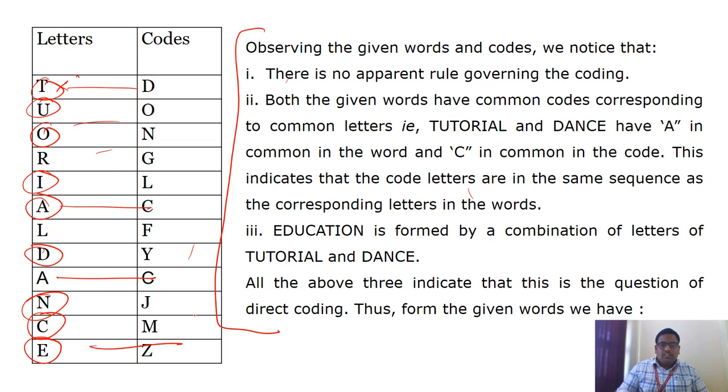So E is Z. From here I have evaluated E is Z. Similarly D is Y, U is O, C is M, A is C, T is D, I, O, N. So Z, Y, O, M, C, D, L, N, J. So you choose the respective option that reflects this. So that is direct substitution. Hope everybody is clear on this.